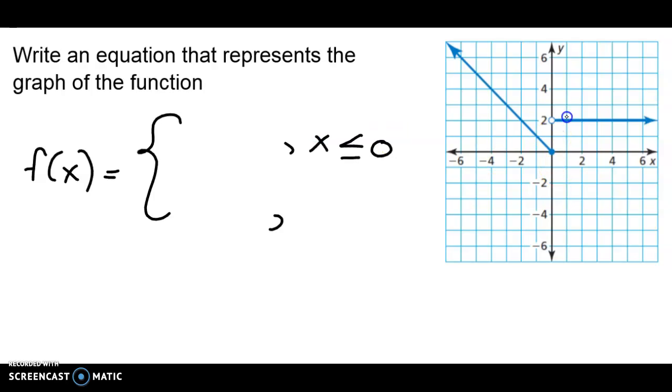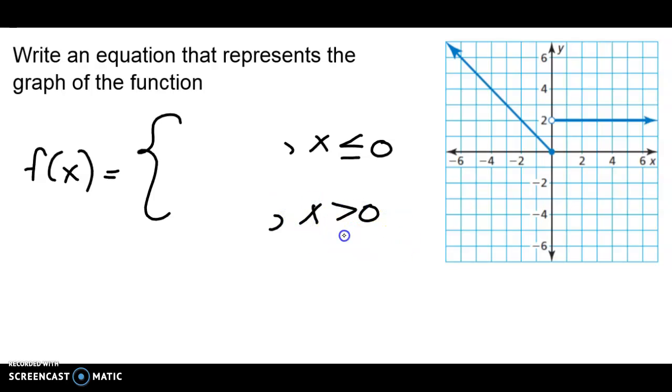While the other domain, the one that goes to the right, it doesn't include 0. It doesn't because it's an open circle. And then all the values here, 2, 4, 5, 6, they're greater than 0. So that means the domain to the right is x greater than 0. So now we have to describe the function for each domain.